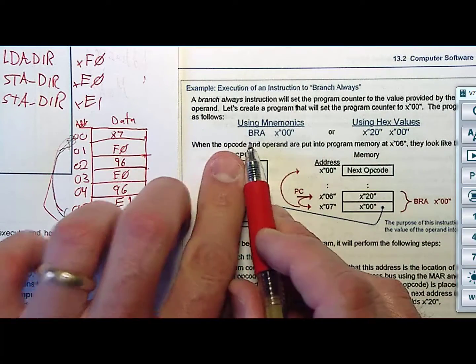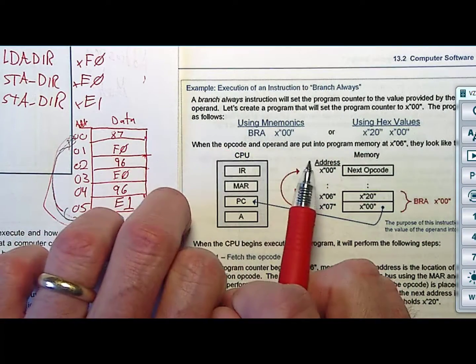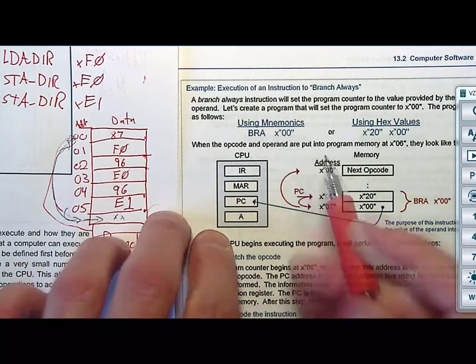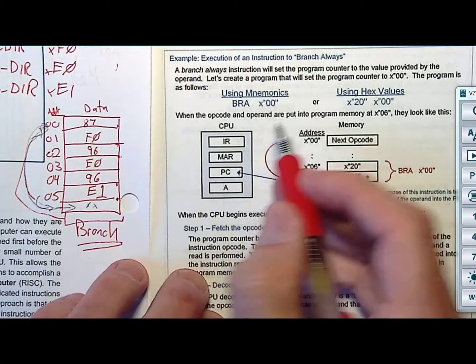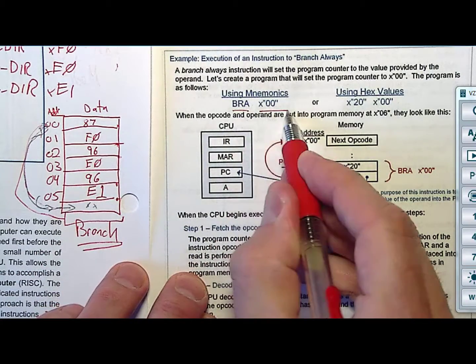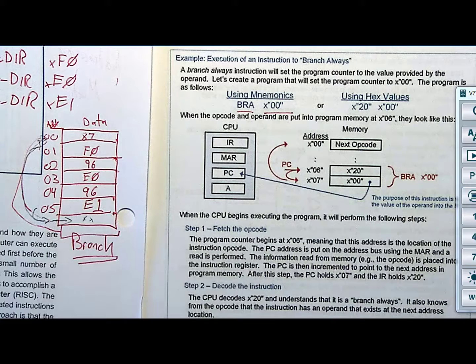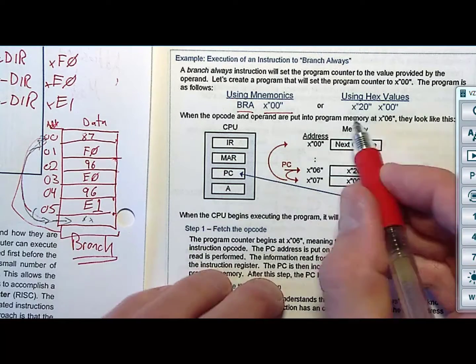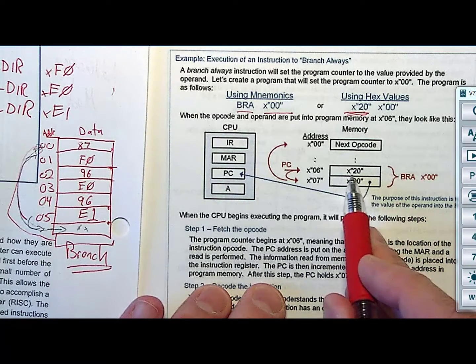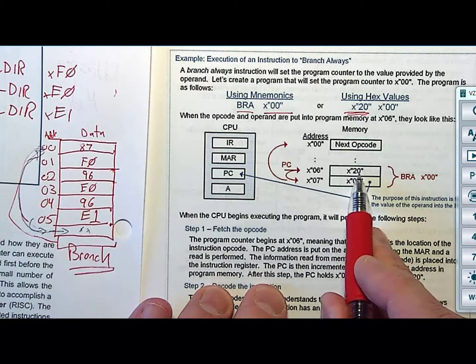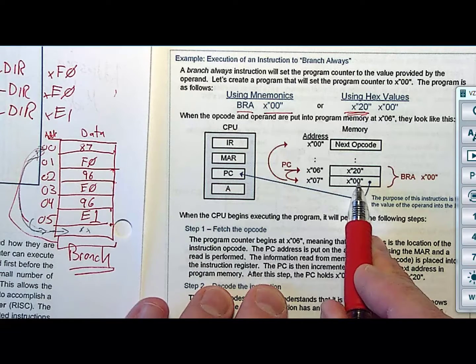We are going to use a mnemonic called BRA. You know what it stands for? It's branch always. We are looking at a branch always. I tell you that I want to branch always to 0, 0. This is an address, correct? It is an address. It isn't going in the memory address register. It's going in the program counter, okay? We are going to assign an opcode of 20. The instruction will look as follows: opcode 20 followed by an operand of 0, 0.